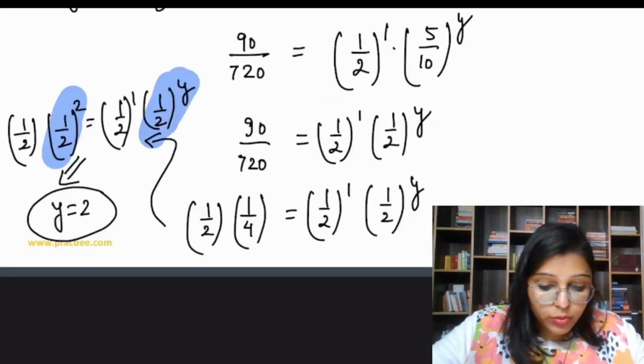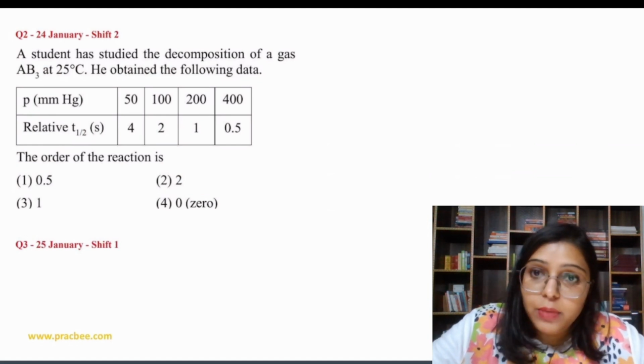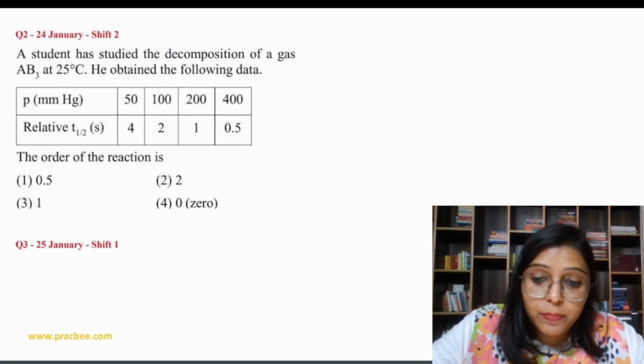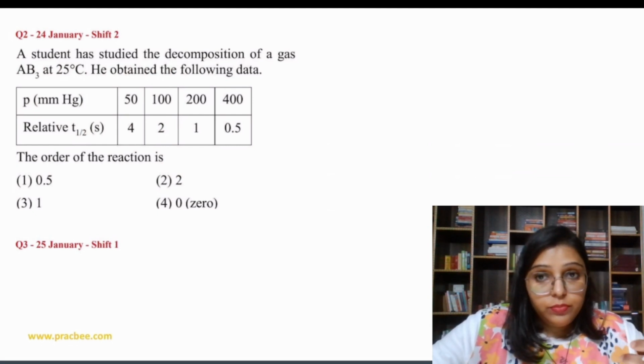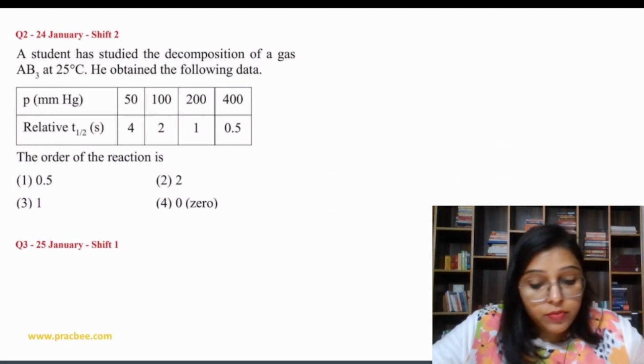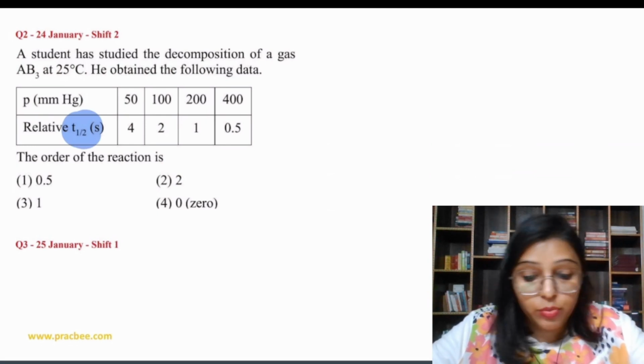Now let's do the next question. So the next question says a student has studied the decomposition of gas AB3 at 25 degrees Celsius and he obtained the following data. ठीक है, so from here we are going to find out the order with respect to T half, because in the question we have T half, it is given in the question, right?